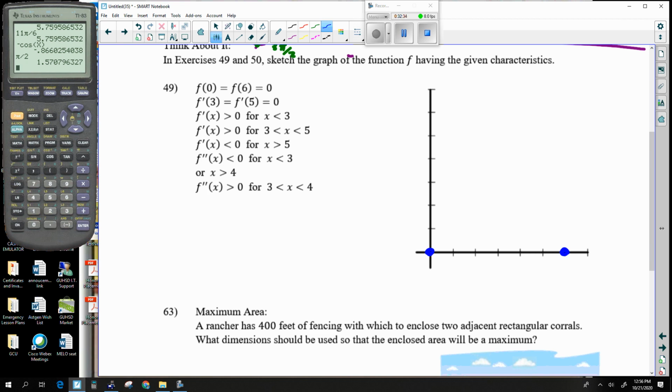I see that the derivative is greater than 0, aka positive, when x is less than 3. So I'm going to go to 3, and what this is saying is when x is less than 3, the derivative is positive, so it's increasing on this side. The derivative is also positive from 3 to 5, so we'll go to 5, and it's still increasing. However, it's negative when x is greater than 5, so that means it's decreasing in that realm right there.